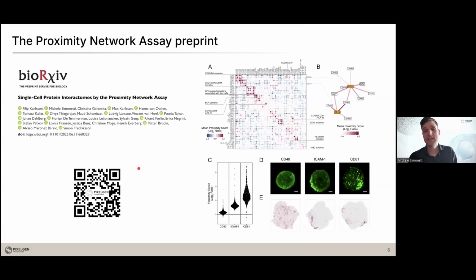This was just an introduction to the chemistry, more a summary of the chemistry. Feel free to check our preprint, which is available online, which goes much more in depth into the chemistry and also shows you the kind of data output that can be generated using the Proximity Network Assay.